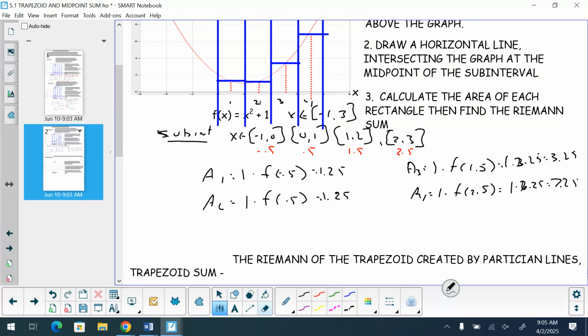So we can do our Riemann sum and add them up. So if we add these up, we get 13.